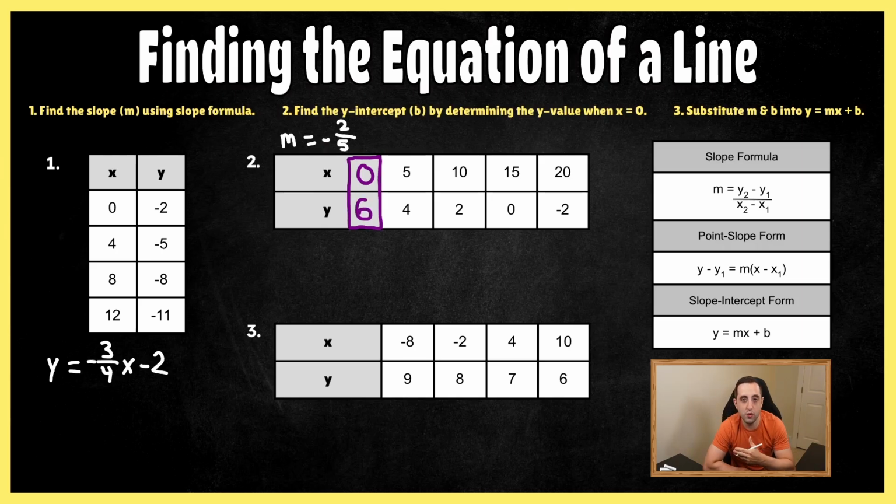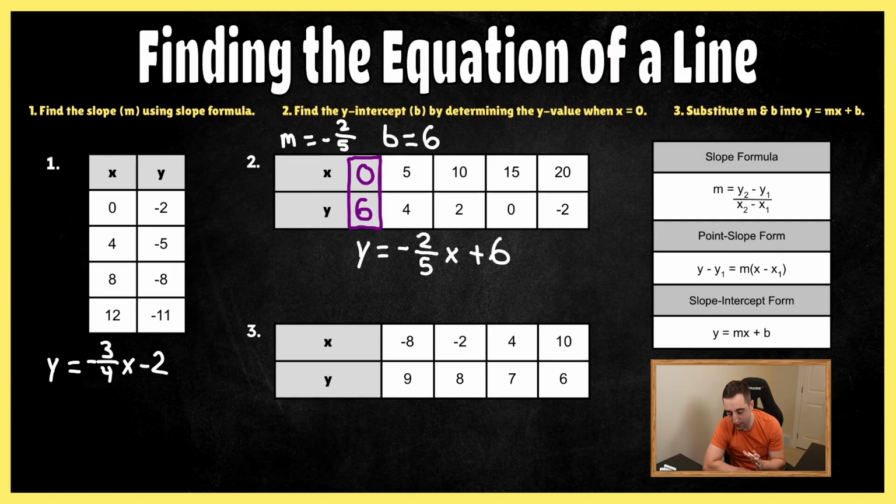And sometimes you can do this with tables. Well, if it's going to skip and perfectly hit 0, use that to your advantage instead of having to plug into point slope form and figure it out from there. So we know that our b or our y-intercept, where this line is going to be crossing the y-axis, is at 6. So this will be b is equal to 6. And then the only thing that's left is, let's plug it into our equation of a line slope-intercept form. So we have y equals -2/5 x plus 6 for number 2.